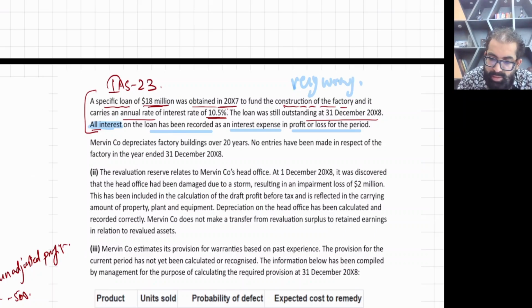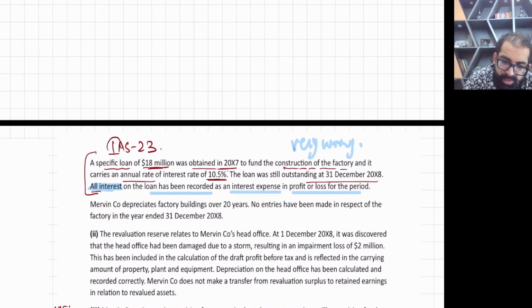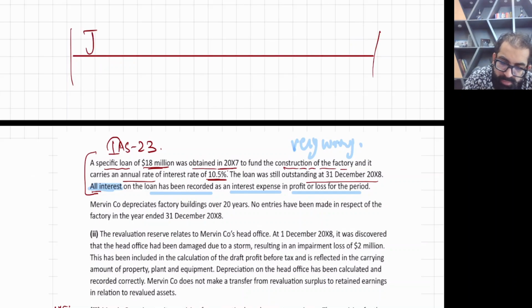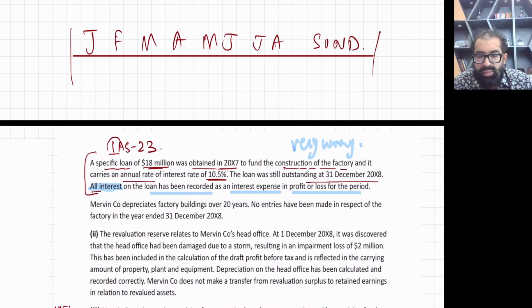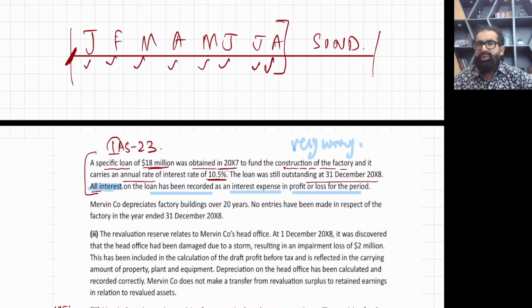Why? Listen, let me make the complete year for you. This is the complete year: January, Feb, March, April, May, June, July, August, September, October, November, December. So we have taken the loan from the beginning. So yes, January the construction was going on, Feb, March, April, May, June, July, and August. That's it. On 31st August, the construction is completed.